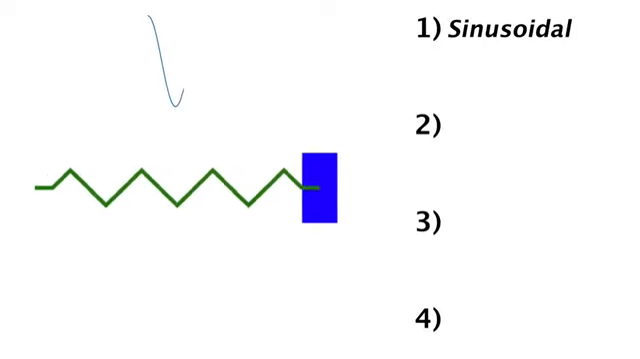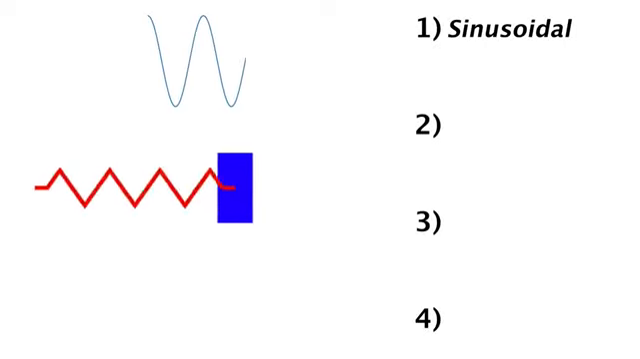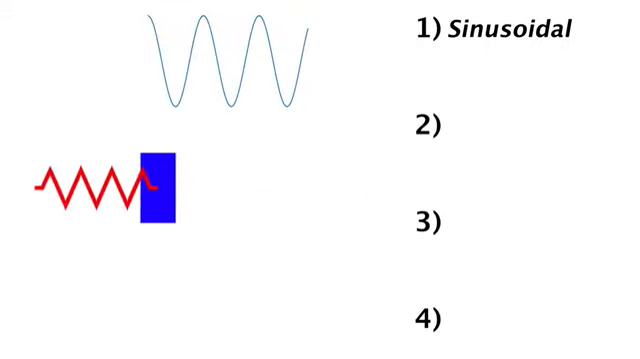Here we have a mass on a spring. If I pull it back and release, one of four things is going to happen. First is completely sinusoidal motion, as in it will oscillate back and forth forever, which will happen if there's no air resistance or damping present.